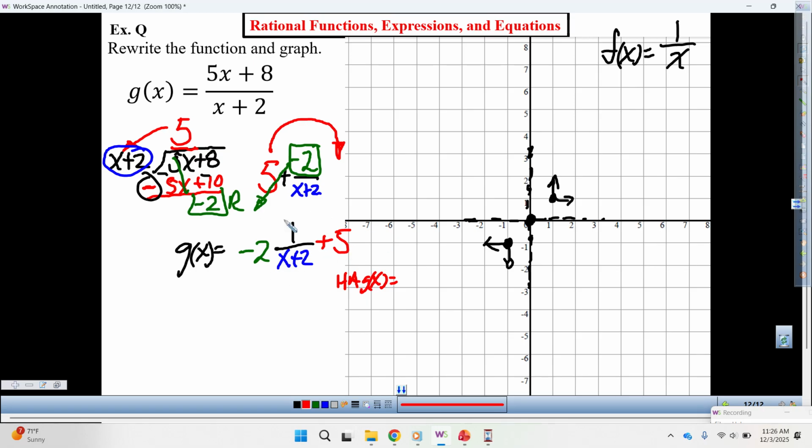Oh, I already had it all written out. What's our new horizontal asymptote according to this last equation that we wrote down? Close. Positive 5, yes, positive 5. Okay, so positive 5.